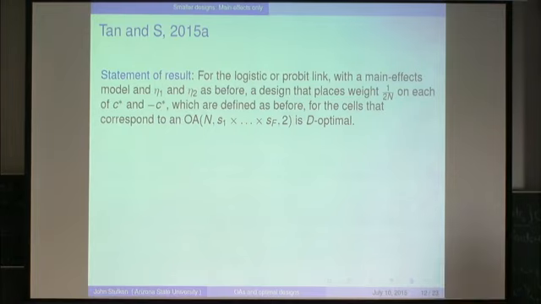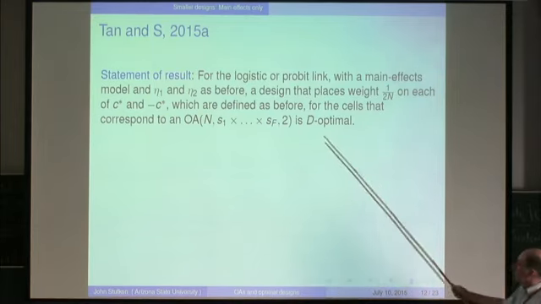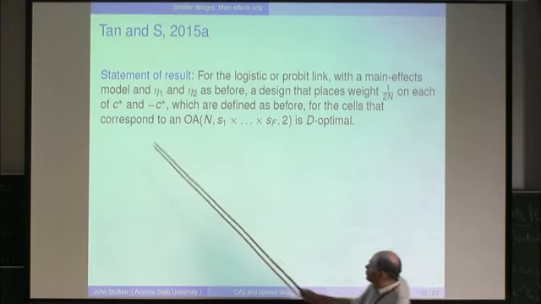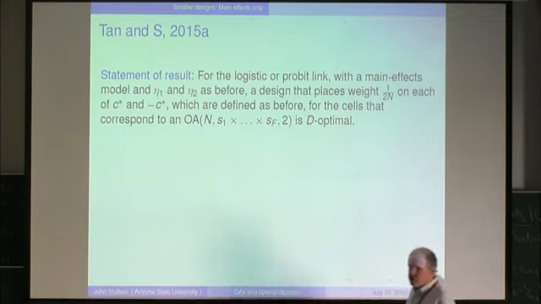If you use that design, then those are also D-optimal designs for eta1 and eta2. Because the difference between the two designs is only that you get different values for C star and minus C star, as described earlier, as the maximizers of these two functions.